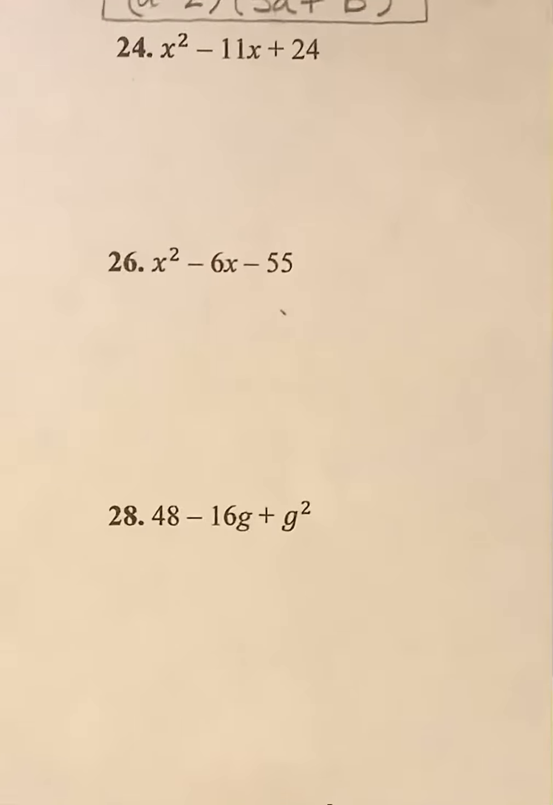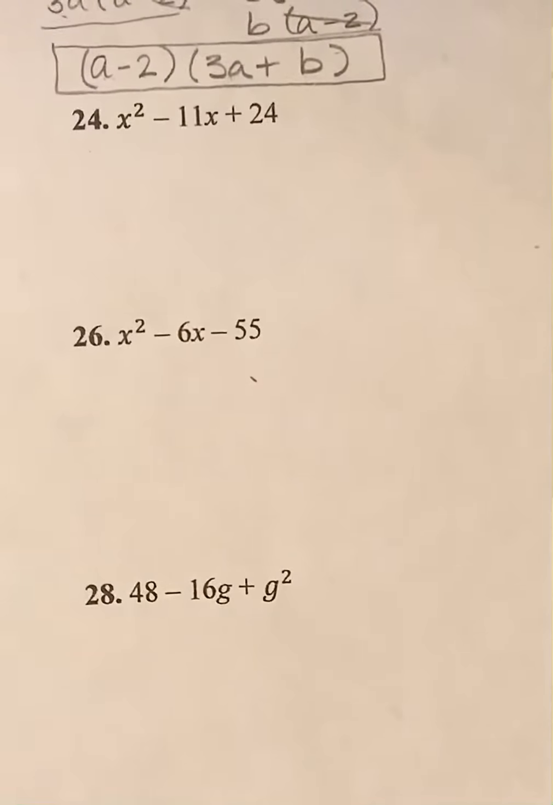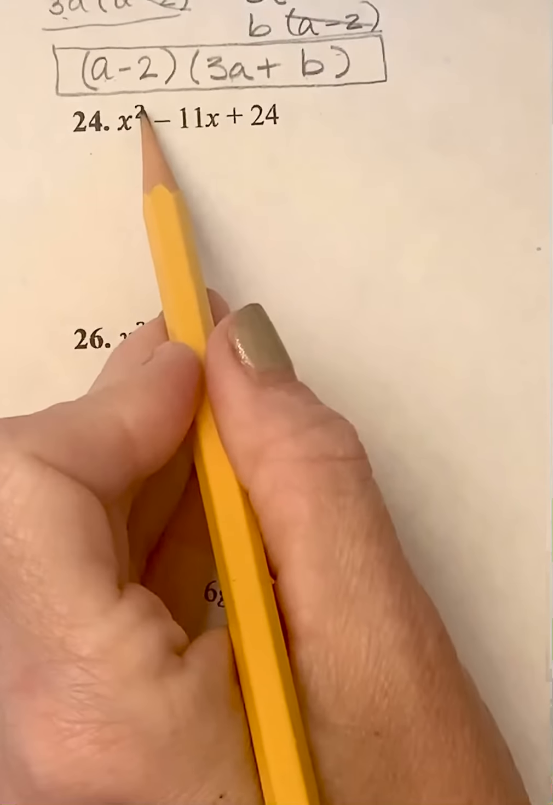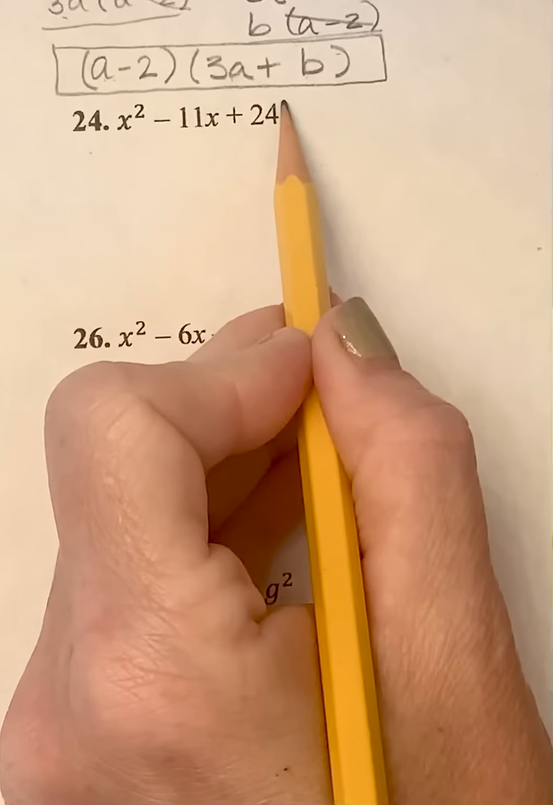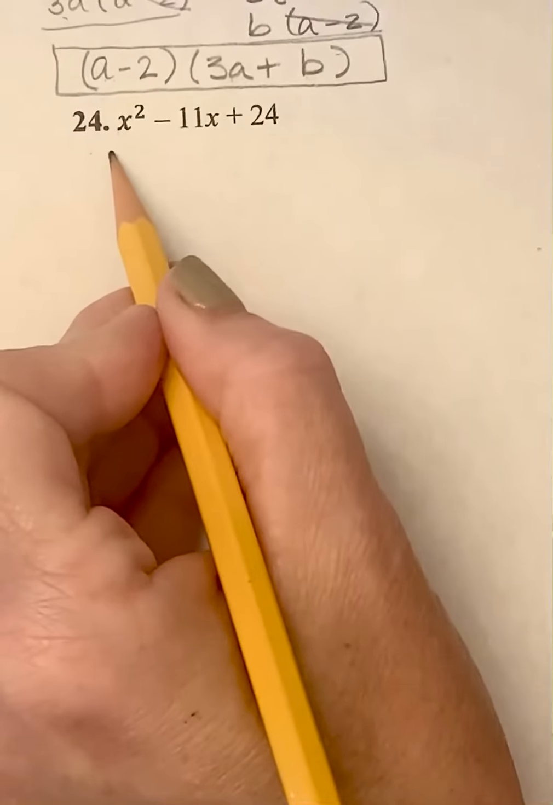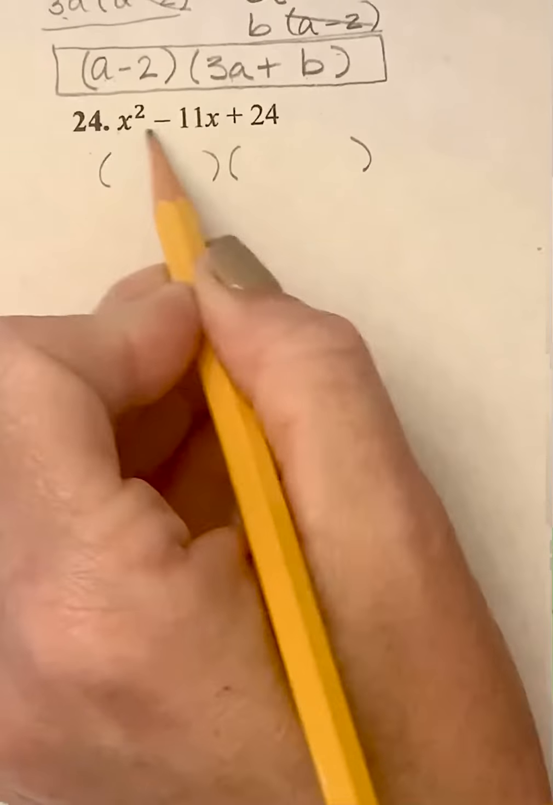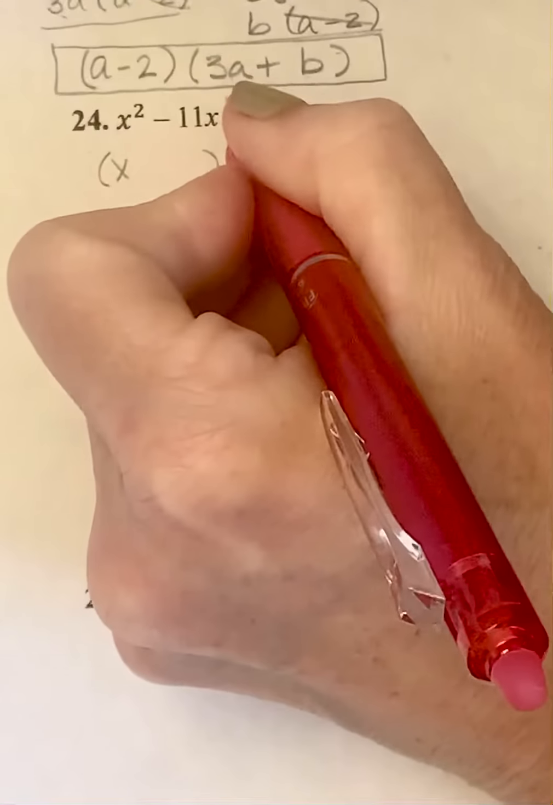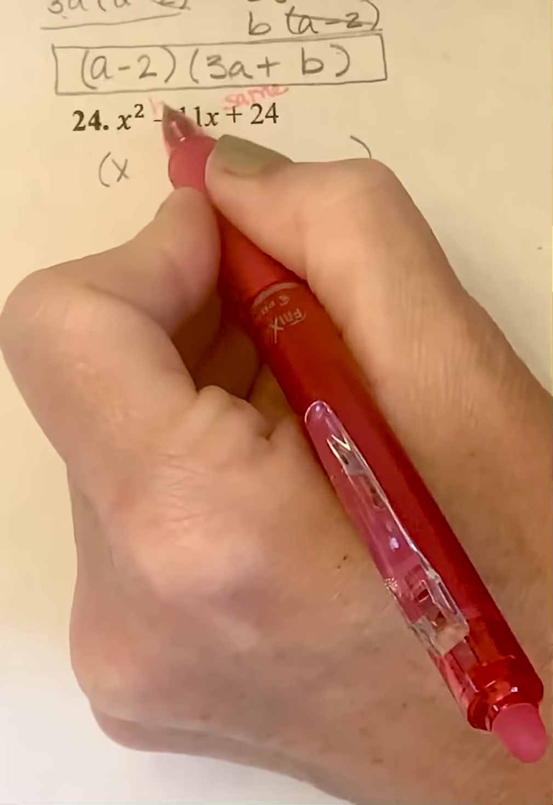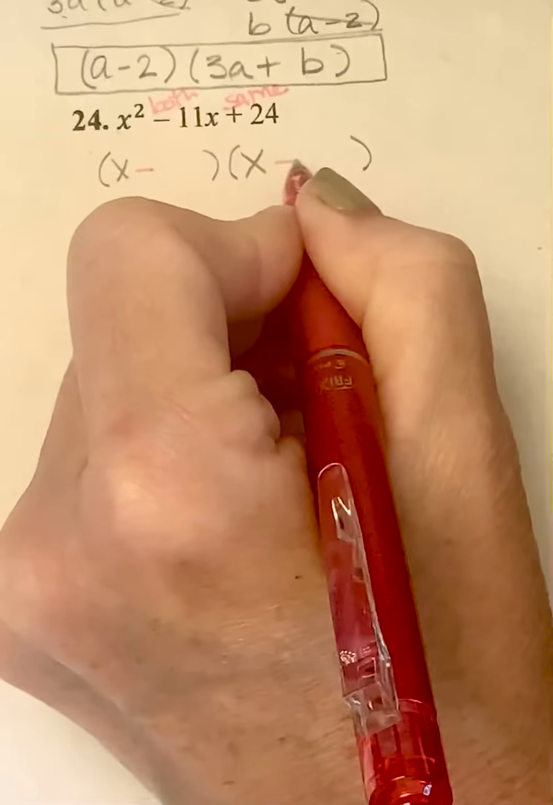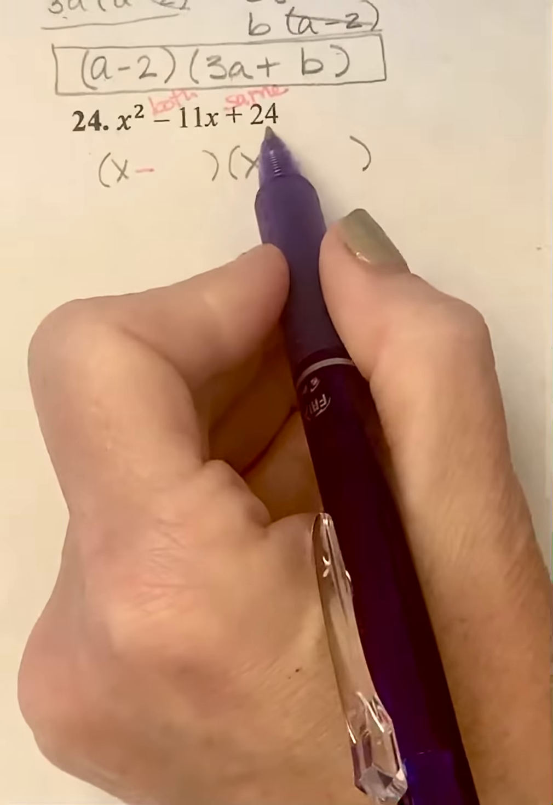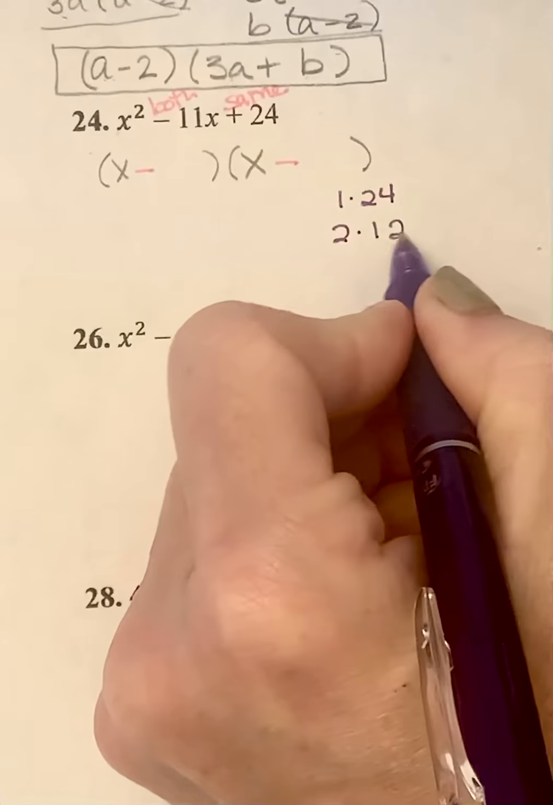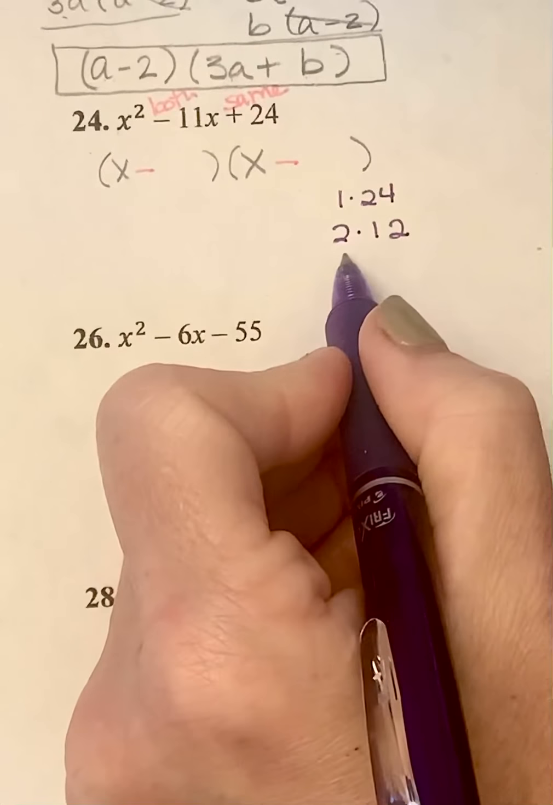All right, number 24. Okay. There is no greatest common factor. It's a trinomial. The degrees are in descending order, and the leading coefficient is 1. So we get started. X squared is x times x. This tells me that the signs are the same and that they are both negative. And then I look at the factor pairs of the last term and find the factor pair that will combine to give me a -11.